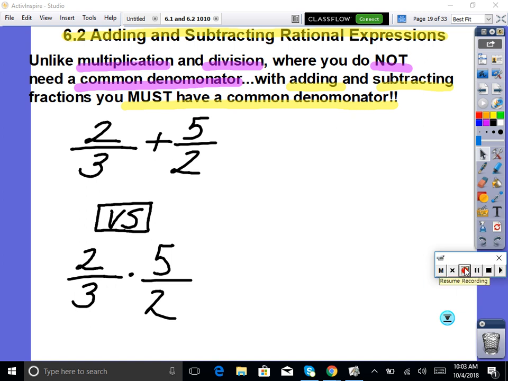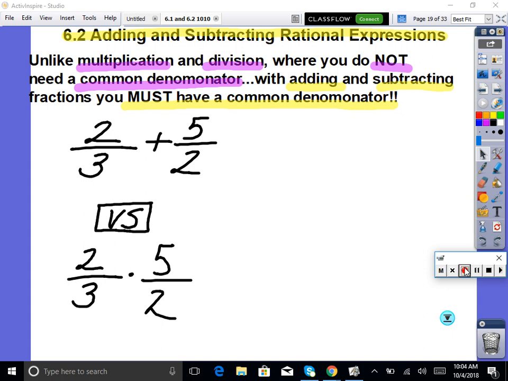What's hard about once we learn this lesson is the steps have similarities and differences, and once people have learned both, they mix them up, and it is a holy disaster, like I've said. So you have to study and remember the steps and the differences in the steps. Very, very important. Okay, so everyone, unlike multiplication and division, where you do not need a common denominator, with adding and subtracting fractions, you must have a common denominator.